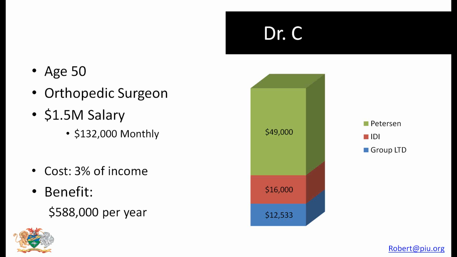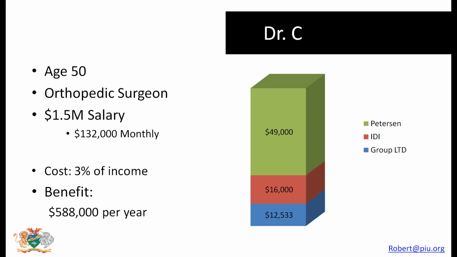So Dr. C is an orthopedic surgeon, age 50, earning $1.5 million per year. That came out to about $132,000 before taxes. So what he had in force initially replaced about 21% of his total income. You can see it's the $12,000 and $16,000, so close to $30,000 a month, but again, only 20% replacement of income. So when he came to Petersen, he purchased a policy for $49,000 monthly benefit.